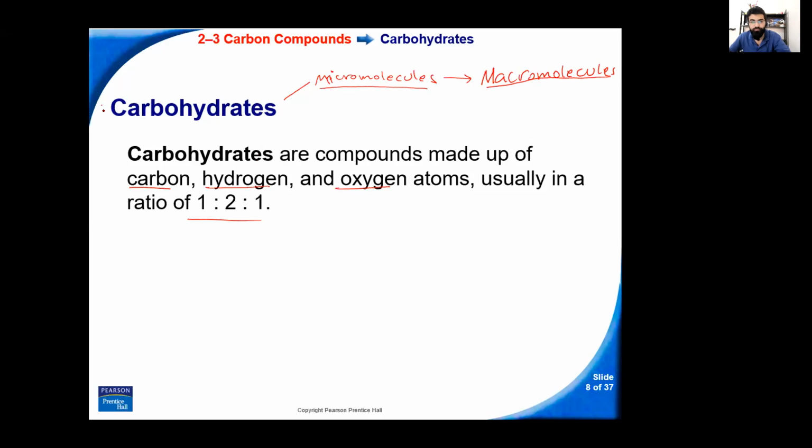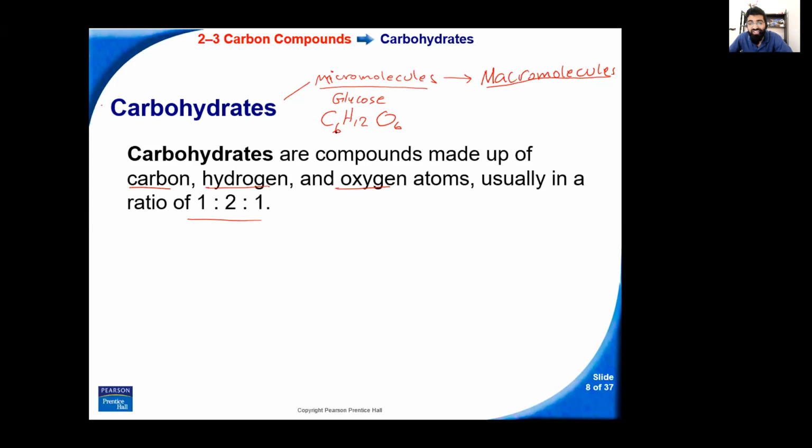Now, carbohydrates, we said, consist of carbon, hydrogen, and oxygen in a ratio of 1 to 2 to 1. What does that mean? I gave you an example of a micromolecule, the glucose, you remember? Which is C6H12O6.